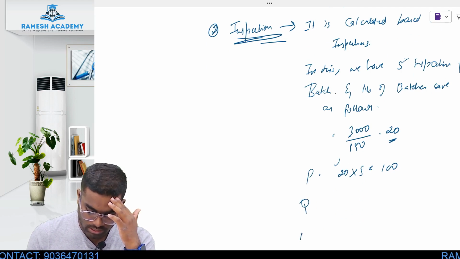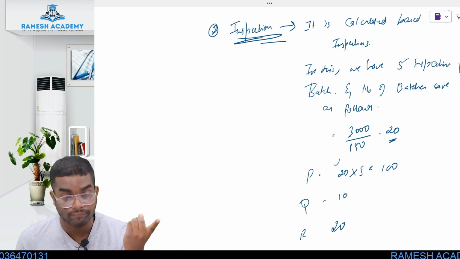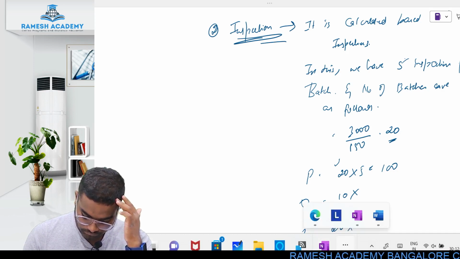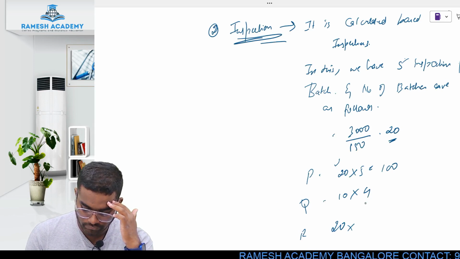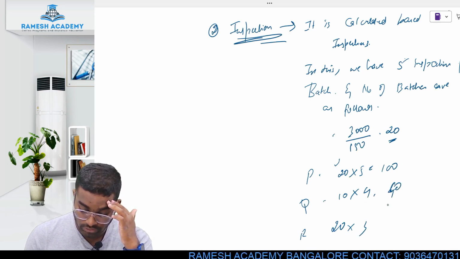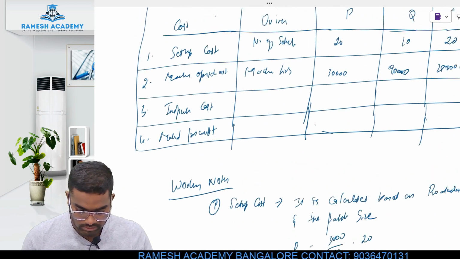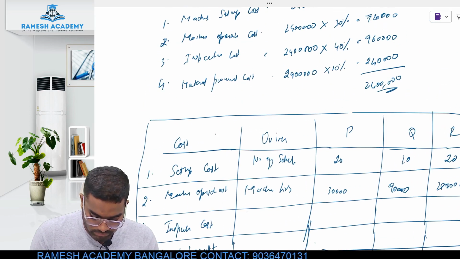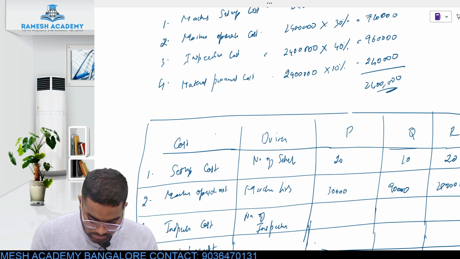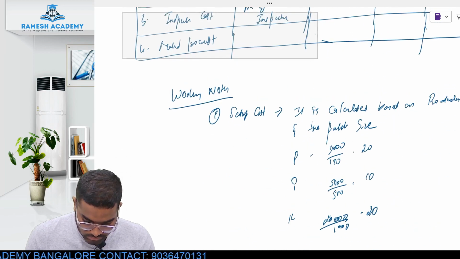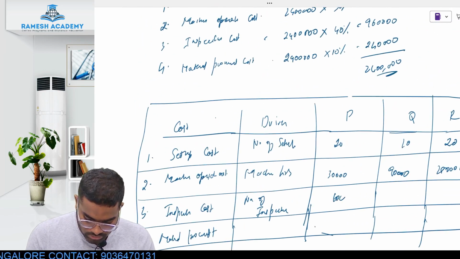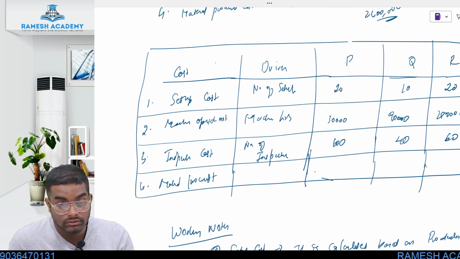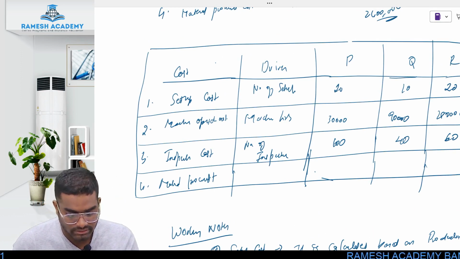In case of Q and R, it is 10 and 20, because we have calculated it for setup also. Into how much, that we have to see: 4 and 3. So 4 times 10 is 40, and 3 times 20 is 60. Total is 200, so 140 and 60 for Q and R. Here it is the number of inspections: 100, 40, 60. This is a very lengthy question. That is the reason I'm going in detail, because if you revise this one question, almost all the concepts are clear.